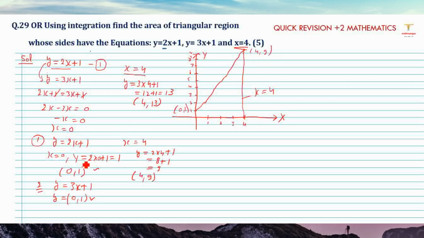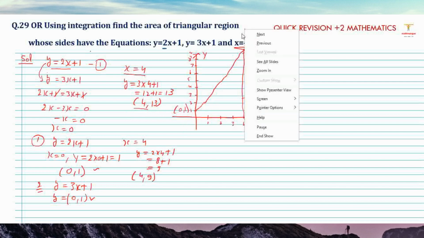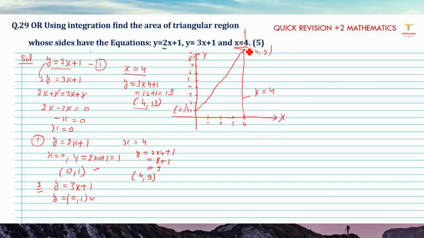Similarly, if you just consider this line here, this is intersecting at the point (4, 13). So (0, 1) and (4, 13). So I have to take it a little bit further here, till here. You can take it like this. See, this point is (4, 13). So you just join it like this, here like this.